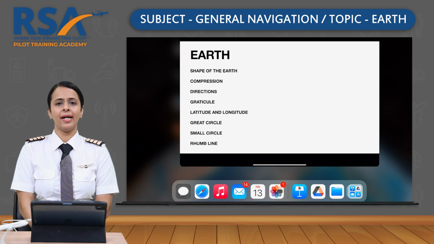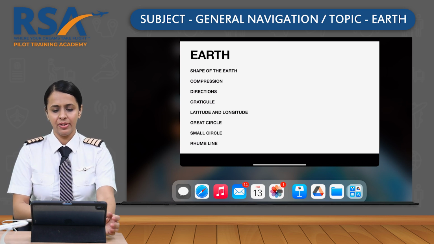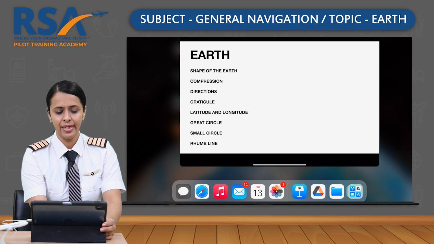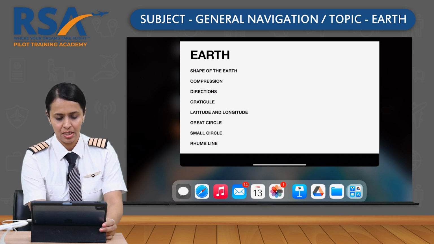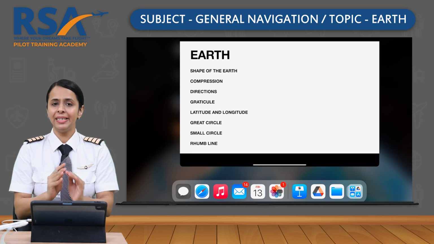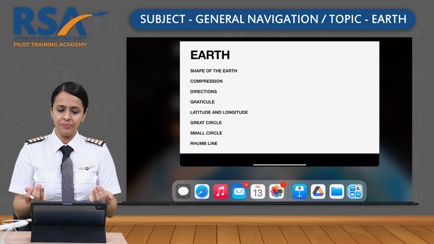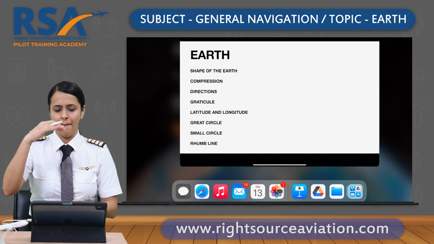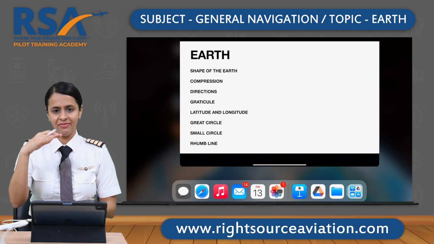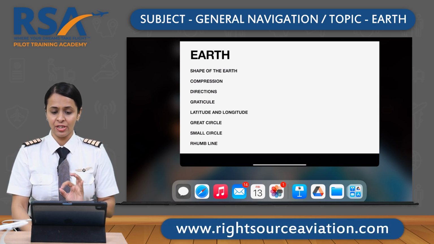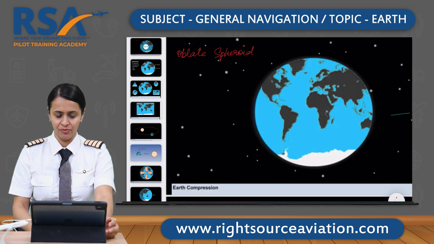First we will look at the shape of the Earth. The shape of the Earth is known as an oblate spheroid. Now what is an oblate spheroid? Earth is not a complete sphere or a complete circle. It is a little bit bulging at the equator and flattened at the poles. That is the exact shape of the Earth, like you can see in the picture over here.